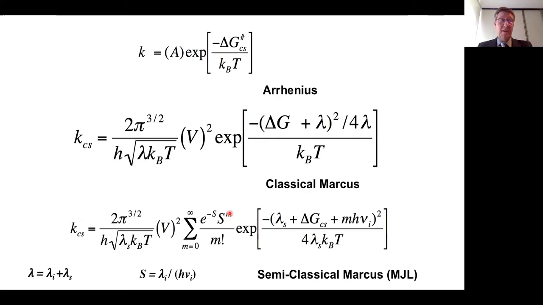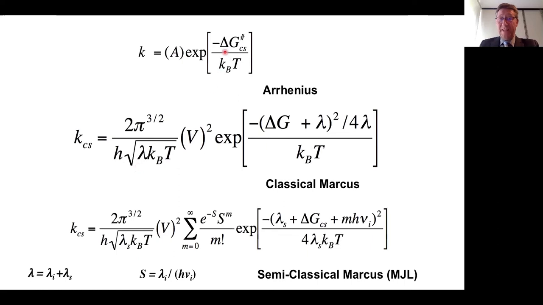So if we compare the Arrhenius equation to the one of Marcus, then we see that they're actually rather similar. So the pre-exponential factor, the A here, that is specified into different quantities like the electronic coupling and the reorganization energy.